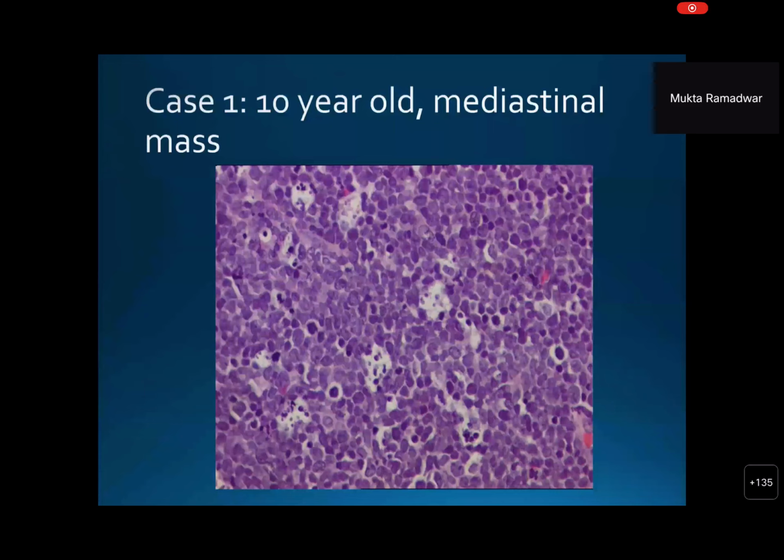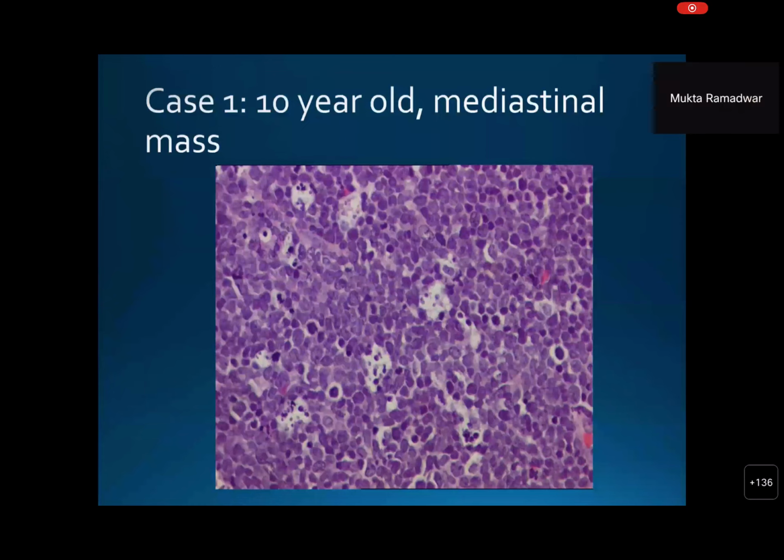Yes, ma'am. Before we start with our cases, the most important step in the diagnosis of a malignant round cell tumor. Who can take this question? I think one of the most important differential diagnoses you think about when you receive a small round cell tumor should be a lymphoma.